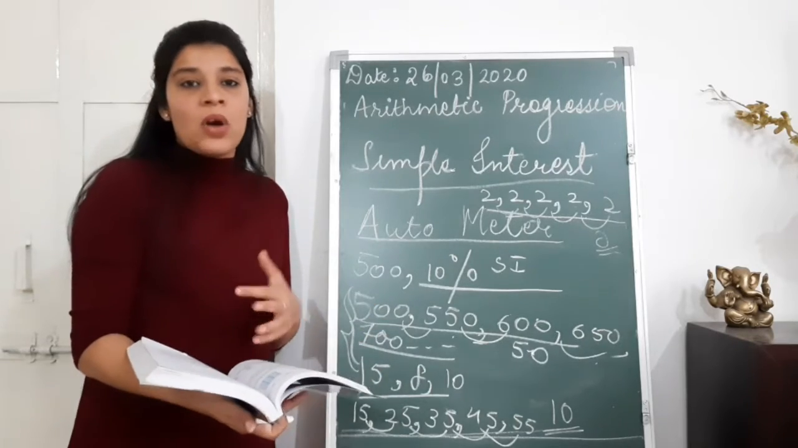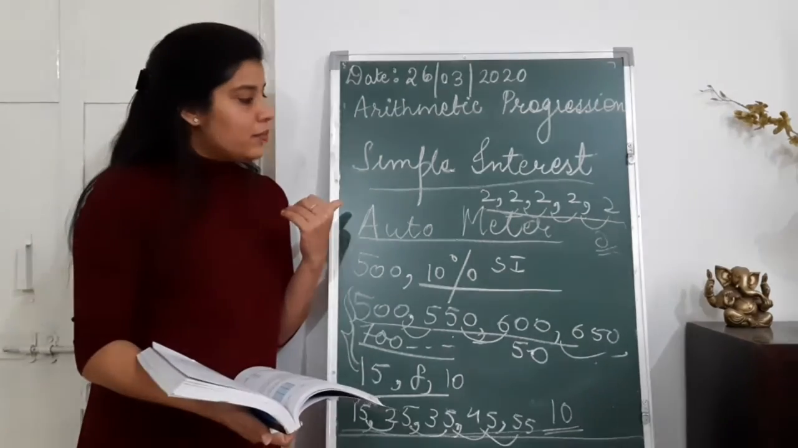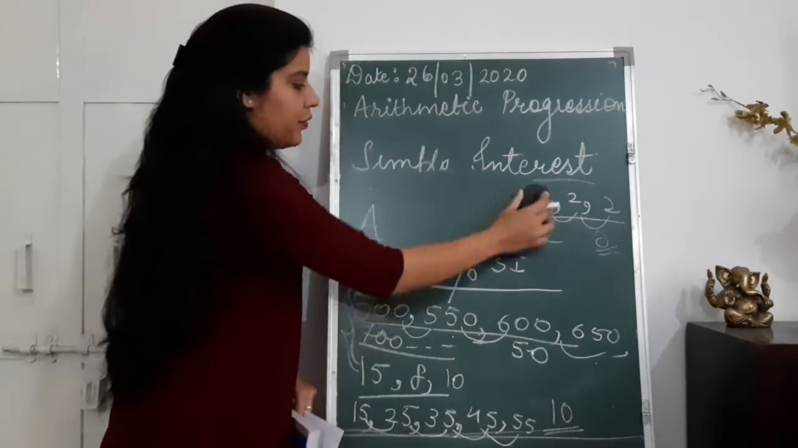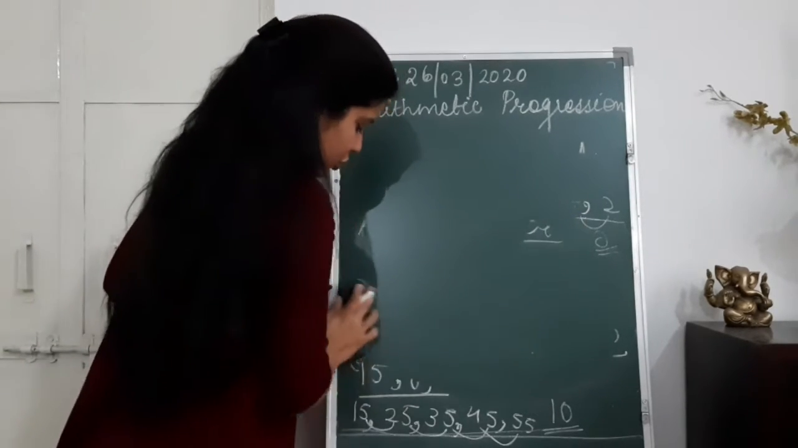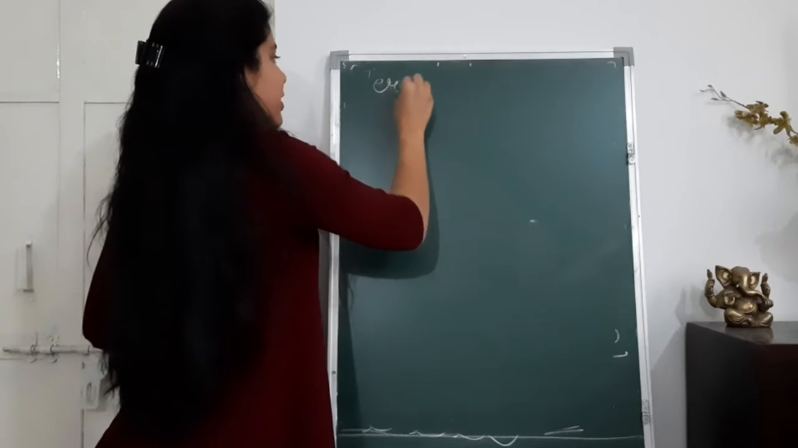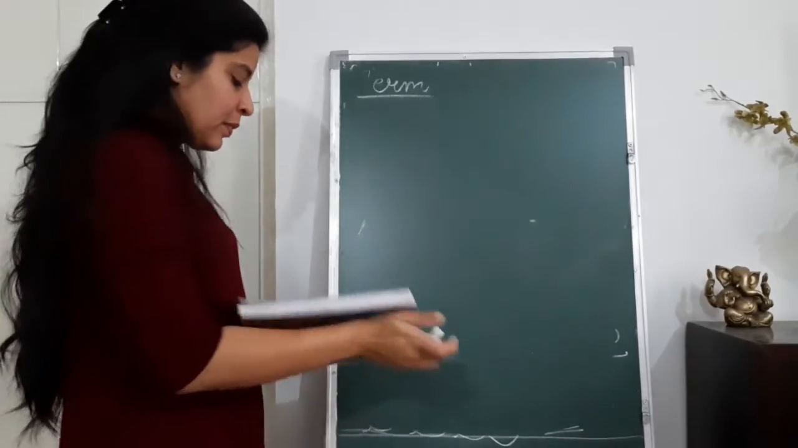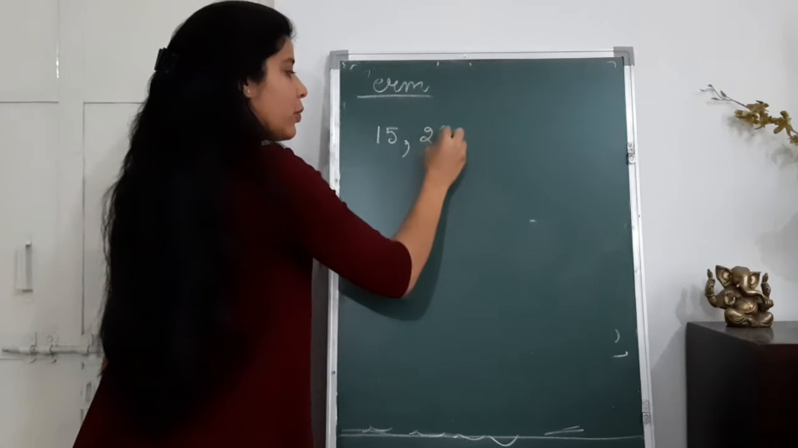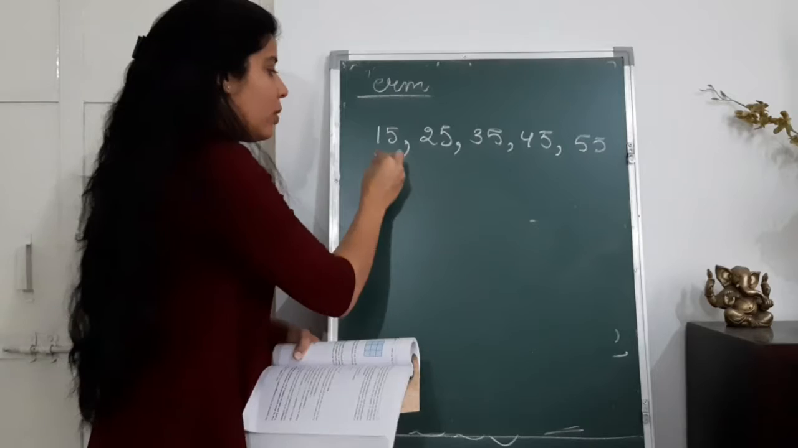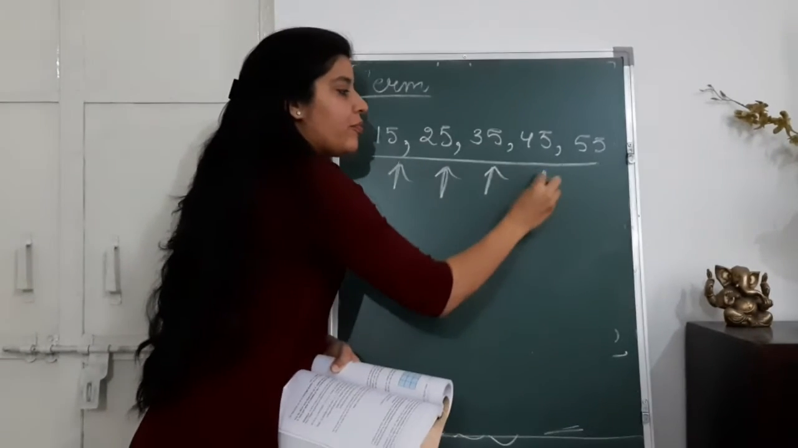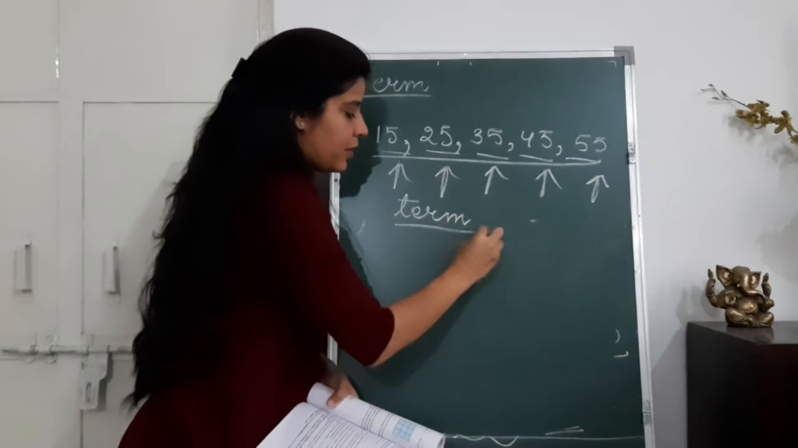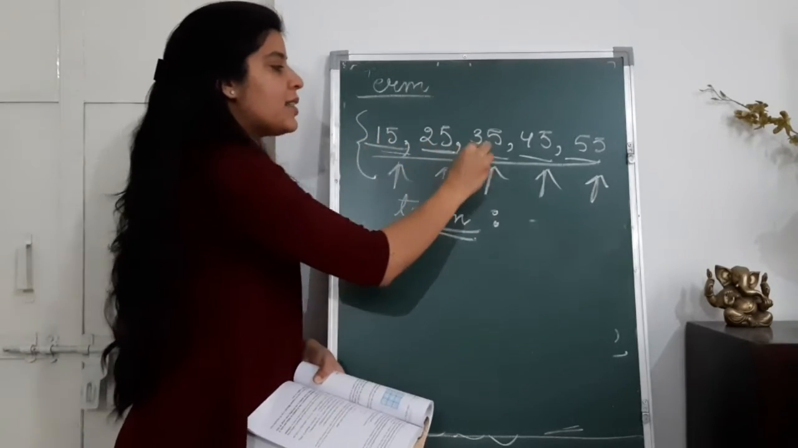Now, we'll discuss the terms which are used in our books and in our exams from our course books. Okay, so let's start with it. The first such term used in our course book is term. Let's take the same series, 15, 25, 35, 45 and 55. There are 5 numbers, and each of the numbers in this list is called a term. So term is basically each of the numbers in any particular list.